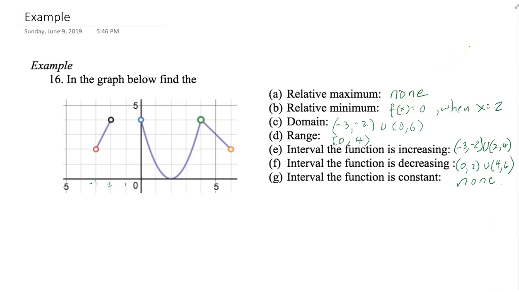Also, we need to know that for something to be relative, it must have f of x values on both sides, not just on one side. For it to be a relative maximum or a minimum, a good point to note is that it must have f of x values on both sides.